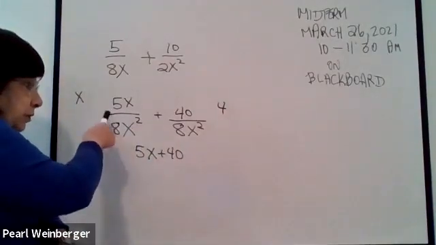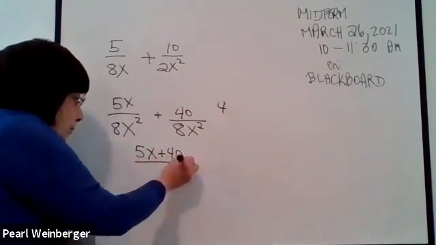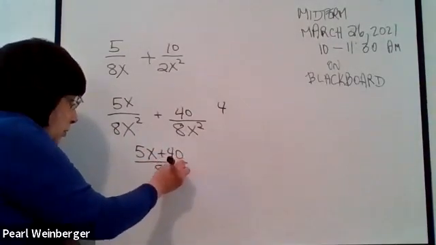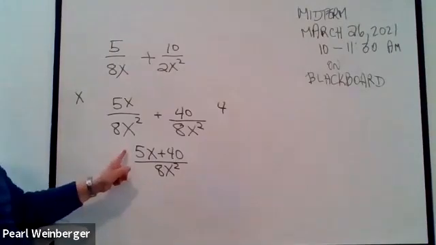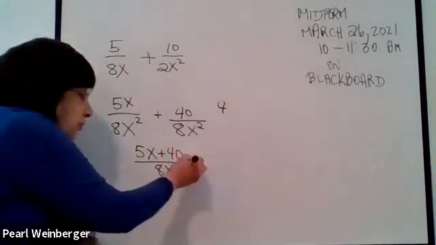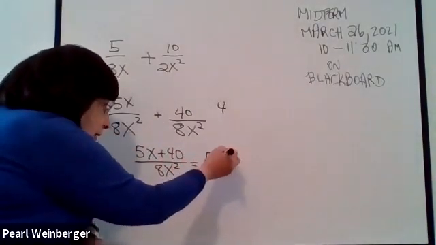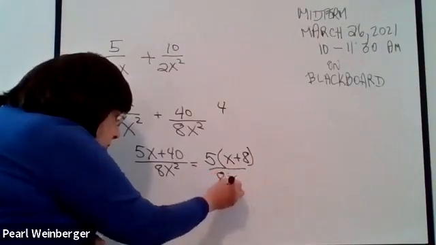Notice that I couldn't add them any further because they're not like terms. And I put it over the common denominator, which is 8x squared. And then I try to simplify if I can. Now I notice in my numerator that I can factor out a 5. The numerator could also be written as 5 on the outside, x plus 8 on the inside. And that's still over 8x squared.